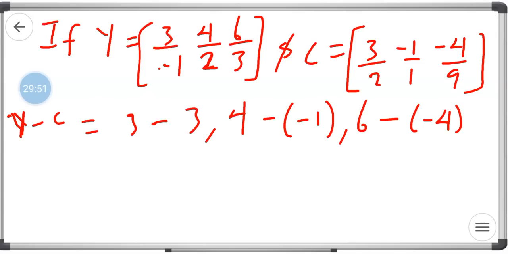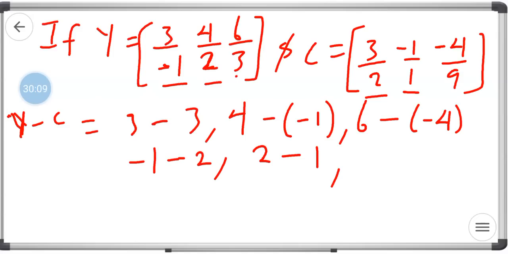For the next row, we have -1, we are subtracting, minus 2. So that's -1 minus 2. Put my comma, and here we have 2, we are subtracting 1, so 2 minus 1. Put my comma here. The last one here is 3, we are subtracting 9, so 3 minus 9. I'll put my bracket here.